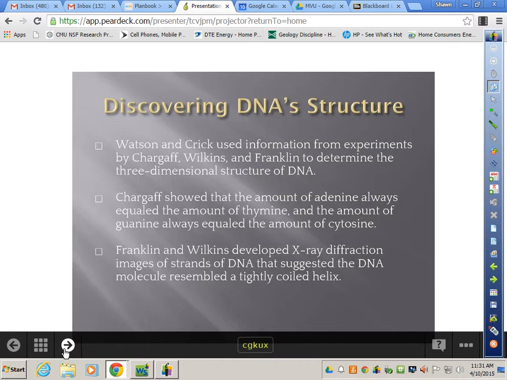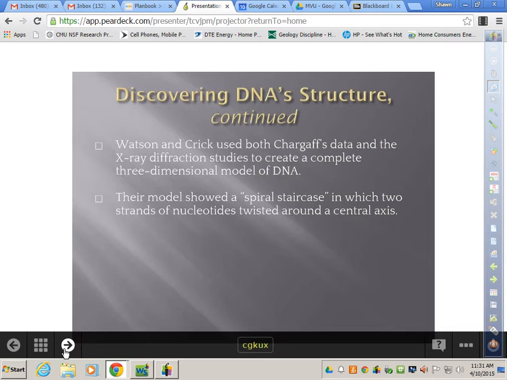Now, Watson and Crick used both Chargaff's data and the X-ray diffraction studies to create a complete three-dimensional model of DNA. It was James Watson and Francis Crick. They're sitting in their office with Post-it notes all over with G's, C's, T's, and A's. And then they had the aha moment when they looked at Chargaff's rules and applied it to Rosalind and Wilkins' X-ray diffraction. Their model showed a spiral staircase in which two strands of nucleotides twisted around a central axis. And that's what we built the other day. And that's what we found DNA to actually be now.